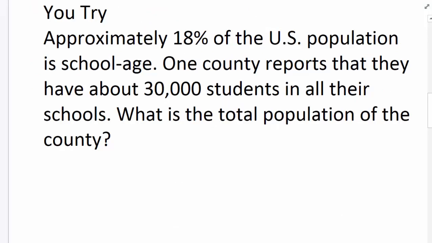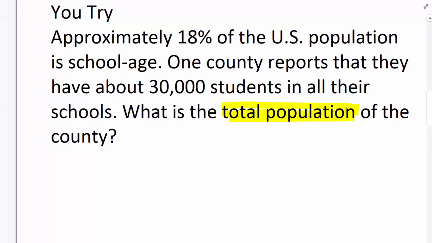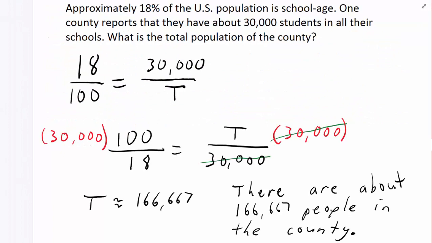Here's one for you to try. Approximately 18% of the U.S. population is school age. One county reports they have about 30,000 students in all their schools. What is the total population of the county? So once again, what we don't know is the total population. So our variable will go in the denominator. And here's the solution. Feel free to hit the pause button.